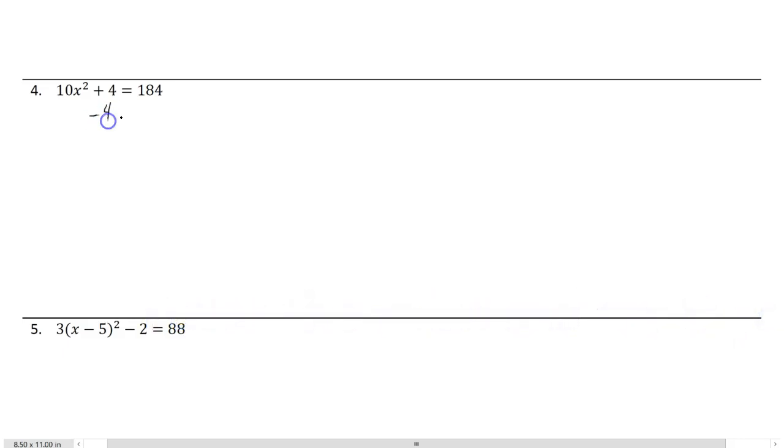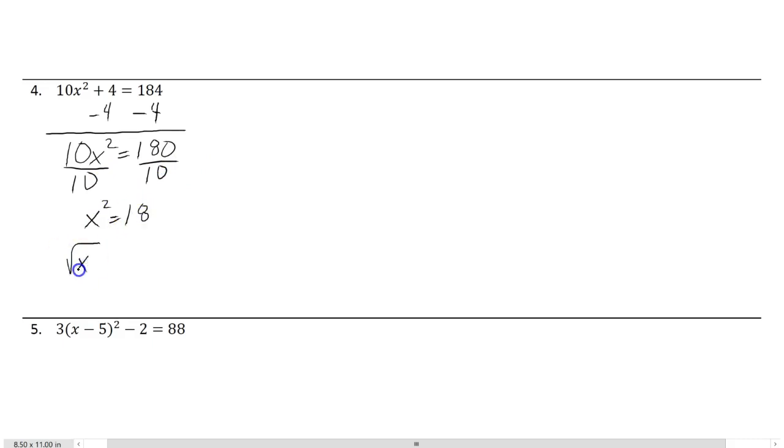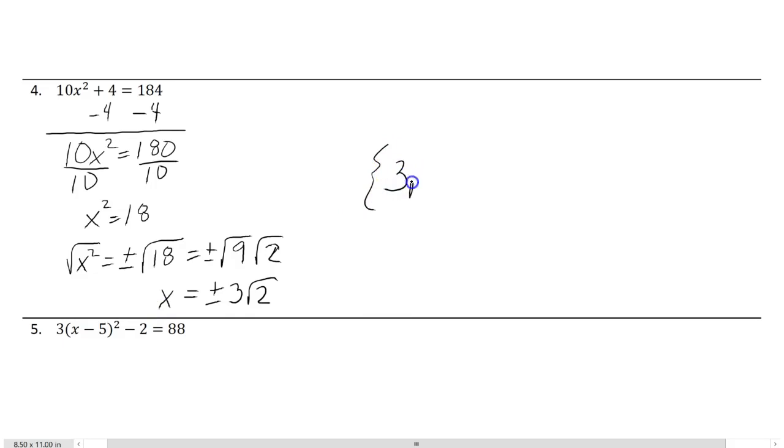Now that you have tried it, check your work. First, isolate x squared. X squared equals 18. Now take the square root of both sides. X equals plus or minus the square root of 18. Simplify your answer. Final answer is positive 3 square root of 2 and negative 3 square root of 2.